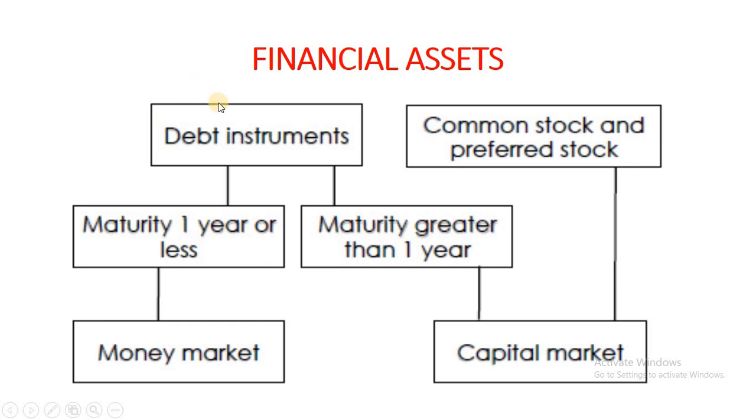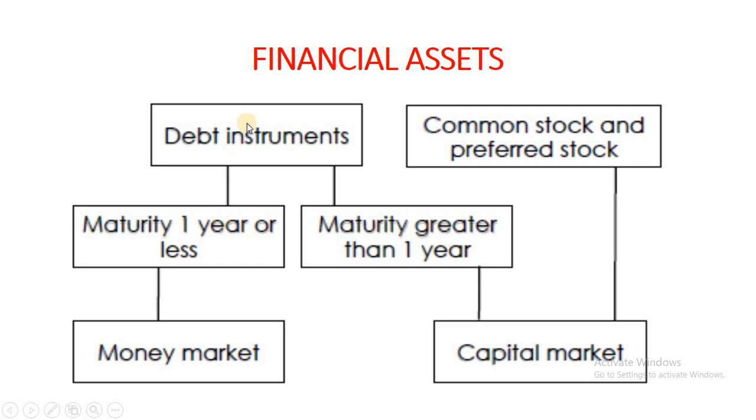Financial assets can be categorized based on their maturity. If financial assets have a maturity less than 1 year, they will be part of money market security. If financial assets have maturity more than 1 year, they will be part of capital market security.